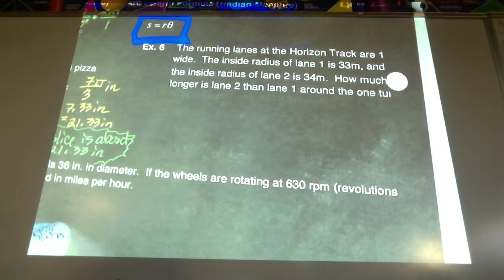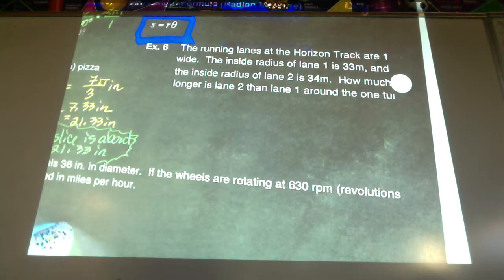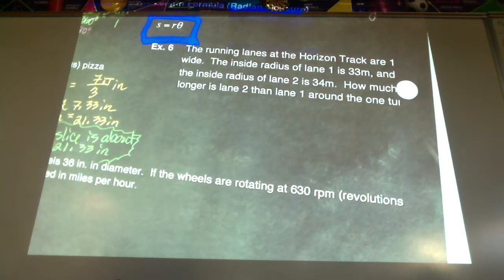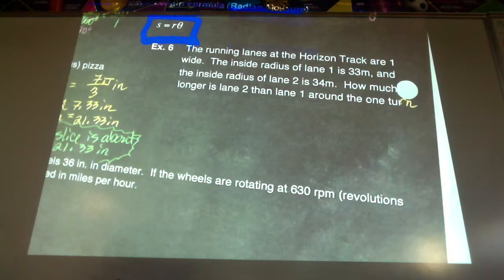All right, let's look at number 6. The running lanes at the horizon track are 1 meter wide. The inside radius of lane 1 is 33 meters. And the inside radius of lane 2 is 34 meters. How much longer is lane 2 than lane 1 around one turn? I'm missing that part. One turn. Well, it'd be nice to know what they look like.